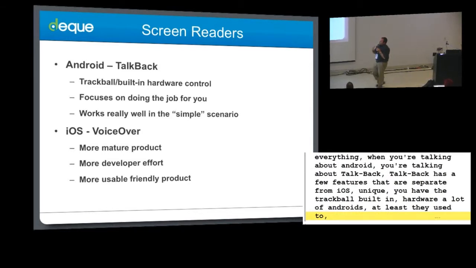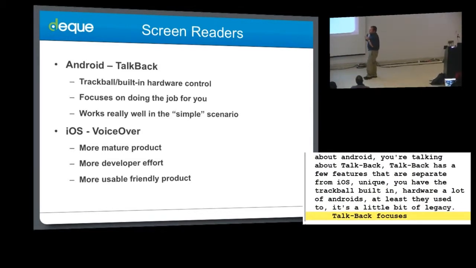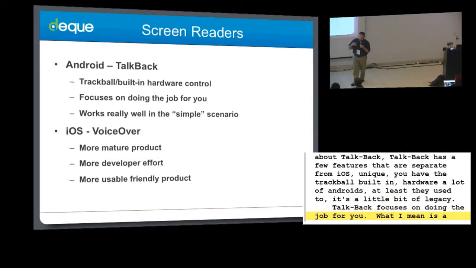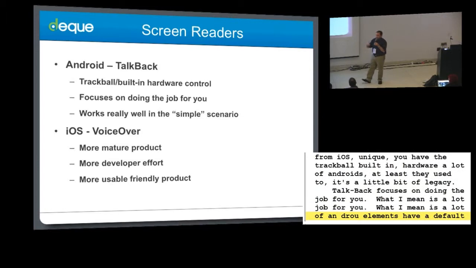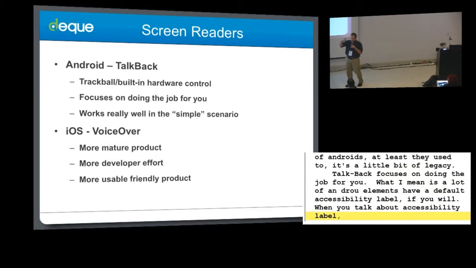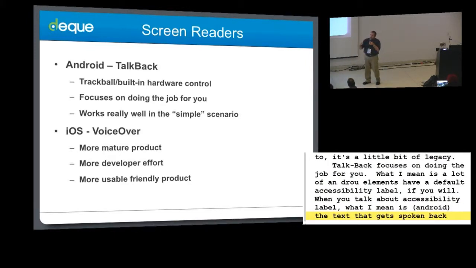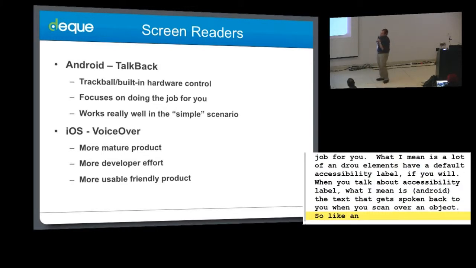And when you talk about TalkBack, it focuses on doing the job for you. What I mean by that is a lot of Android elements have a default accessibility label, if you will. When I talk about an accessibility label, what I mean is the text that gets spoken back to you when you scan over an object. So like an alt attribute, if you will, for web development.